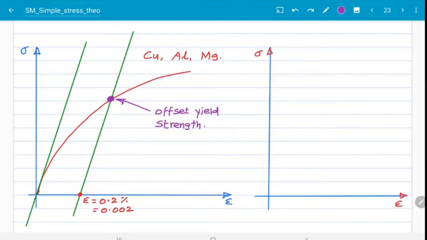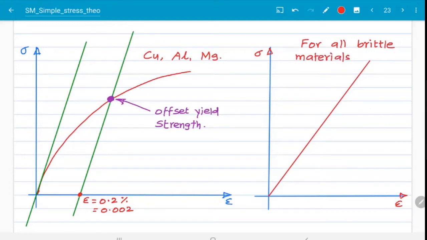Next, we are going to draw the stress strain curve for brittle material. Right. This is the stress strain curve for all brittle materials. Can you give me the example for brittle material? Engineering example. Your answer should be related to your department and applications.